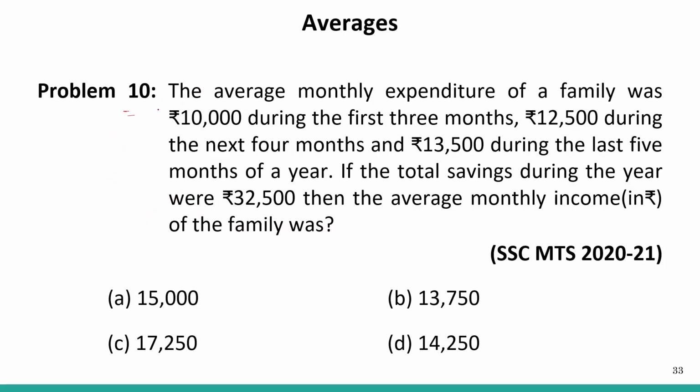Let's see the 10th problem. The average monthly expenditure of a family was 10,000 during the first 3 months and 12,500 during the next 4 months and 13,500 during the last months of the year. So if the total saving during the year is 32,500, then the average monthly income of that family is what? Is it 15,000, 13,750, 17,250 or 14,250? So this question has appeared in SSC MTS 2020-21 paper.